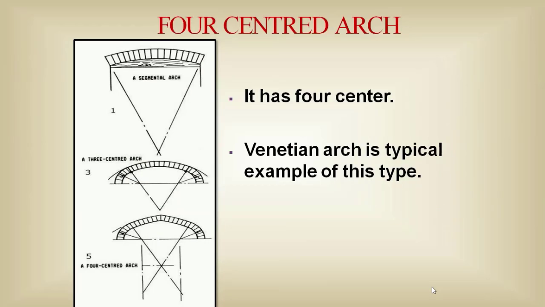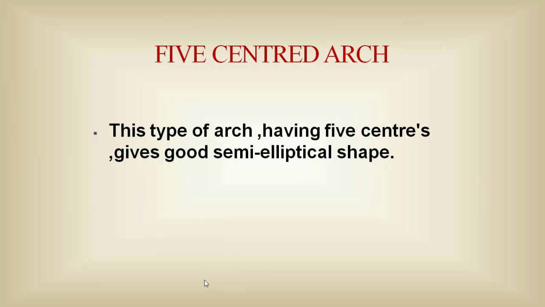Then the 4 center arch. Basically, the Venetian arch and the Tudor arch have 4 centers. It looks like this, as you can see in the figure. Then the last is the 5 center arch. Basically, the 5 center arch looks like a semi-elliptical arch.